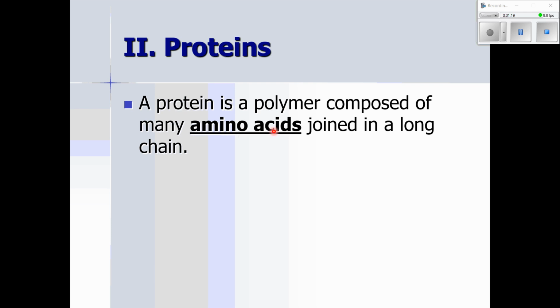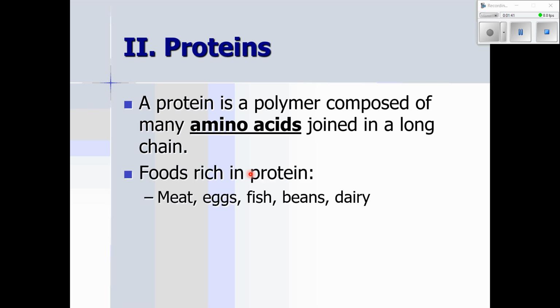Each amino acid is one individual pearl, and if you join hundreds or thousands of amino acids together, you build a long, complex chain called protein. So that's what we mean when we say that a protein is a polymer composed of many amino acids. Most of us are familiar with foods that are rich sources of protein, such as meat, eggs, fish, beans. Soybeans in particular are really high sources of protein, and dairy.